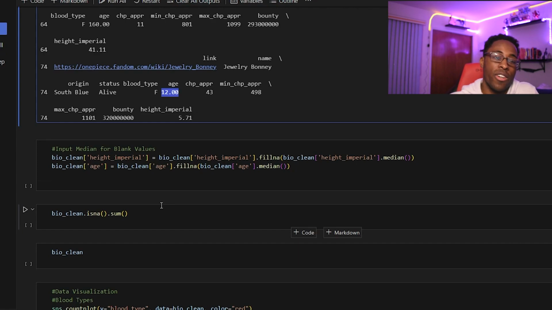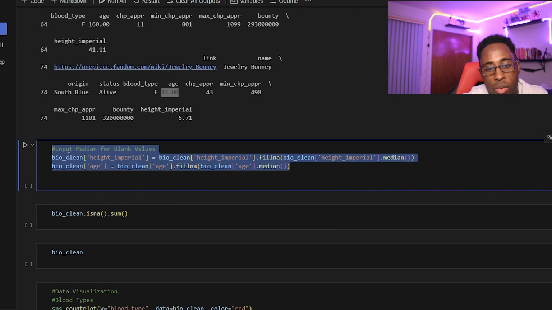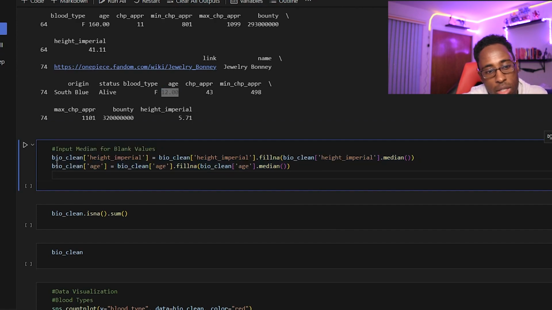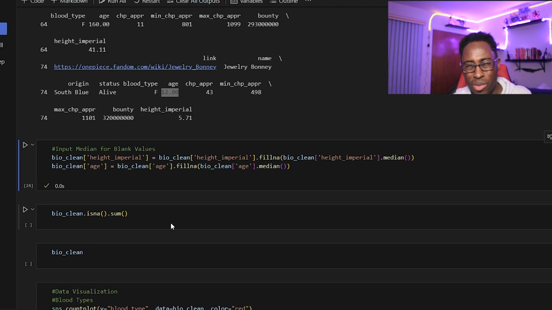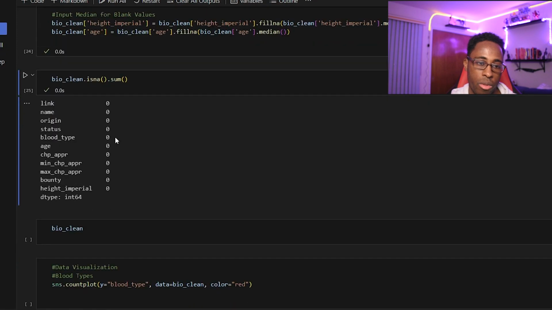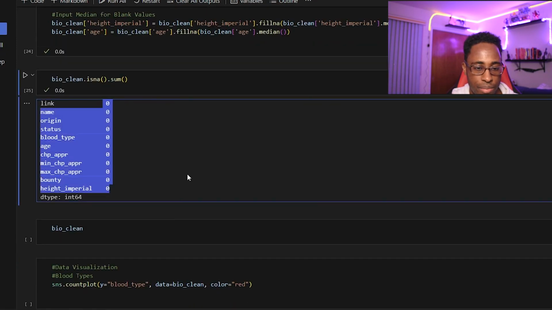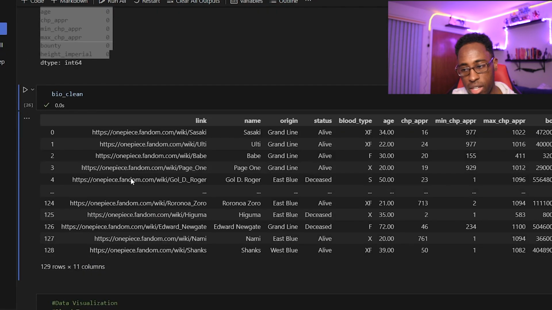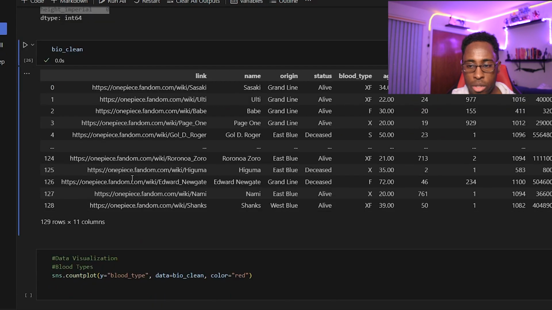Nice. So as I mentioned, there were some characters that didn't have age or height, so what I do here is I just input the median. Usually not the best option, but because we have so few rows of data, I just thought for integrity purposes, why not just do that and keep everybody. Make sure we have no nulls so we can see that we're good. And then here's our clean data set again, which we reviewed.